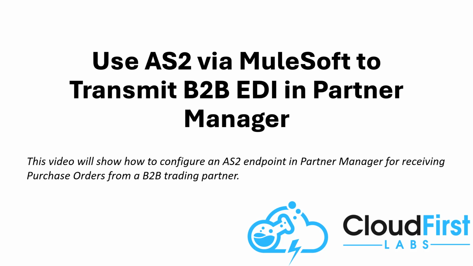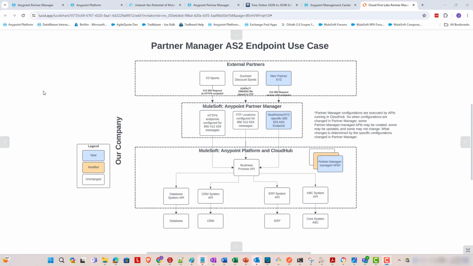This video will show how to configure an AS2 endpoint in Partner Manager for receiving purchase orders from a B2B trading partner. Let's start out by taking a look at what this use case is going to look like. So this is a diagram showing the Partner Manager setup that we've implemented at our company, in this case, Cloud First Labs, for this illustration.